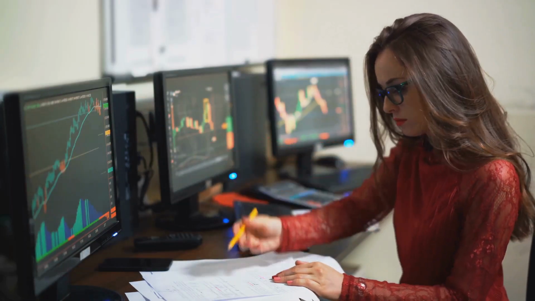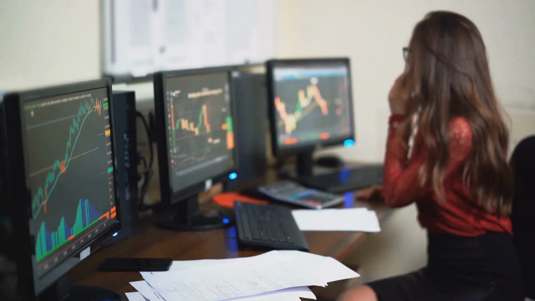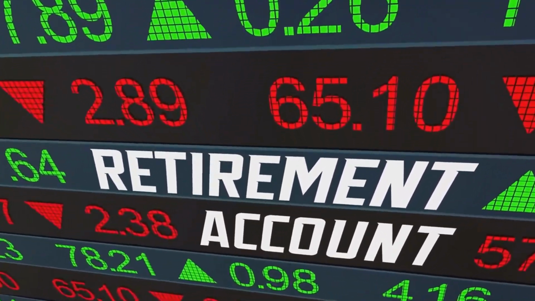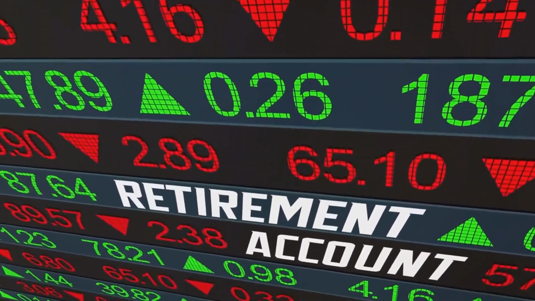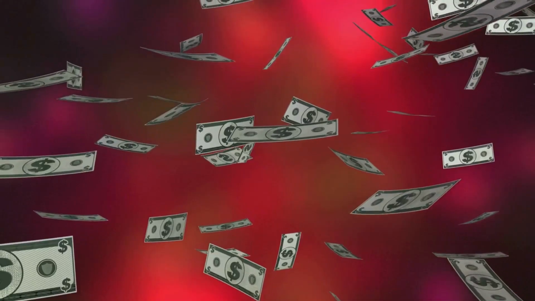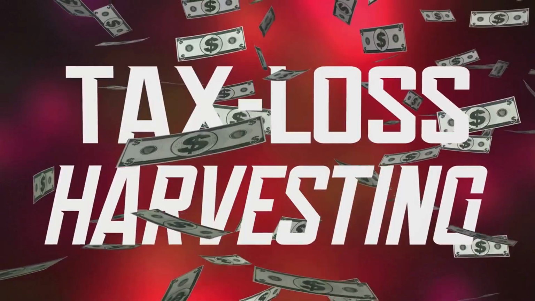Moving on, we have retirement accounts like the 401k and the individual retirement account, or IRA. These accounts offer significant tax advantages for long-term savers. With a 401k, your contributions are generally made with pre-tax dollars, which means you don't pay income tax on the money you put in until you withdraw it. On the flip side, with a Roth IRA, you pay taxes up front, but your withdrawals in retirement are typically tax-free. Next up are college savings accounts, such as the 529 plan.